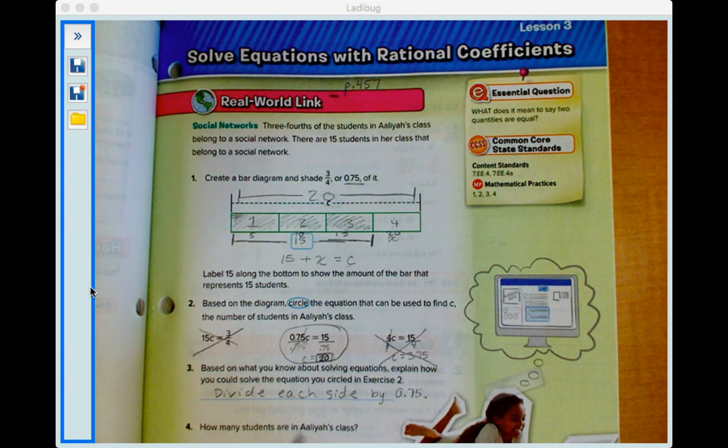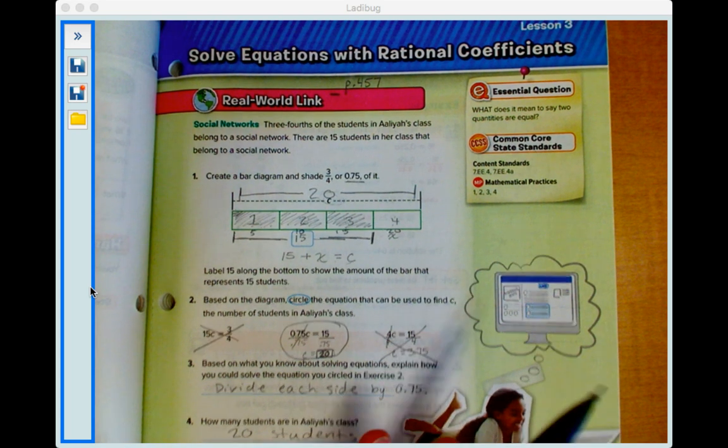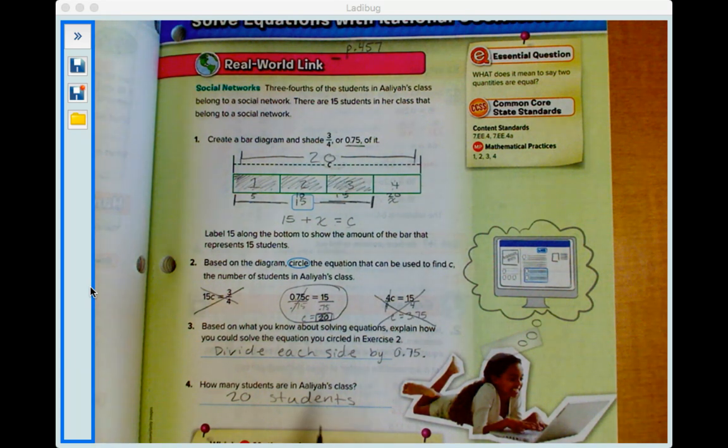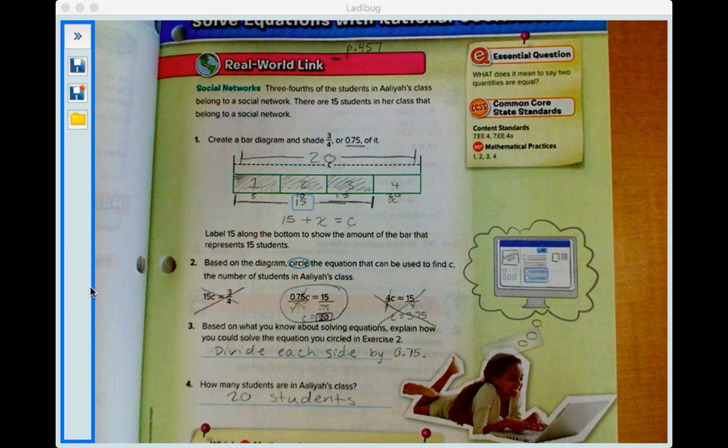How many students are in Aaliyah's class? You could say 20 students. This is just one way that you can solve equations with rational coefficients. Now, a rational coefficient is a number next to a letter. And I will be going over that more in the next video. So please watch the next video now.